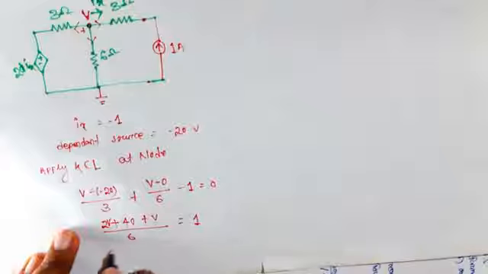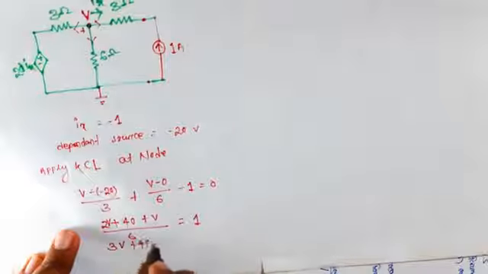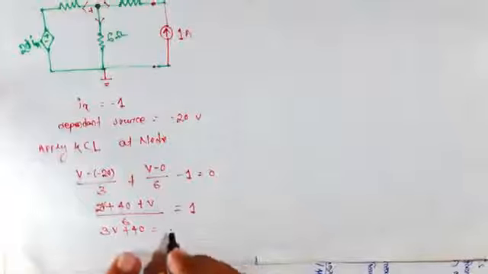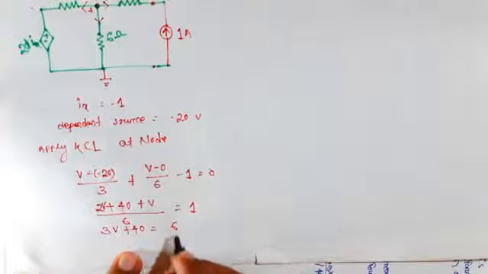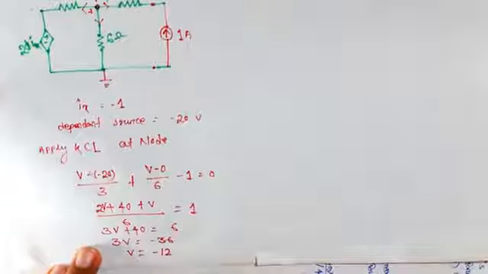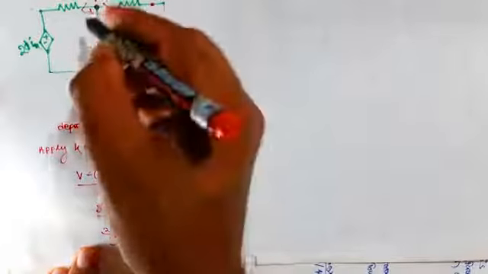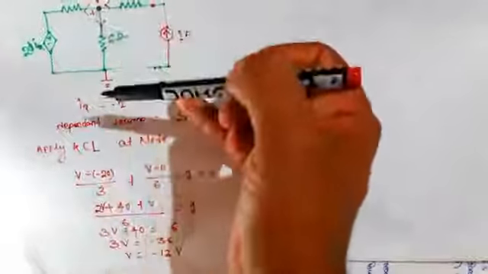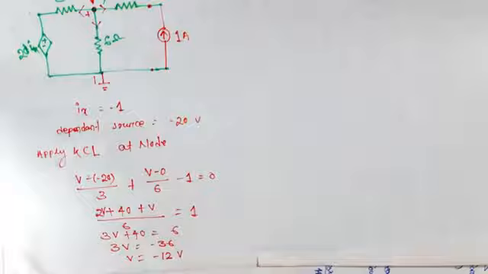So this is 2V plus 40. Sorry, this is 3V plus 40 is equal to 6. Then 3V is equal to minus 36, so V is equal to minus 12. Here minus 12 volt means that my assumption was this is plus and this is negative, but actually this is plus and this is minus.